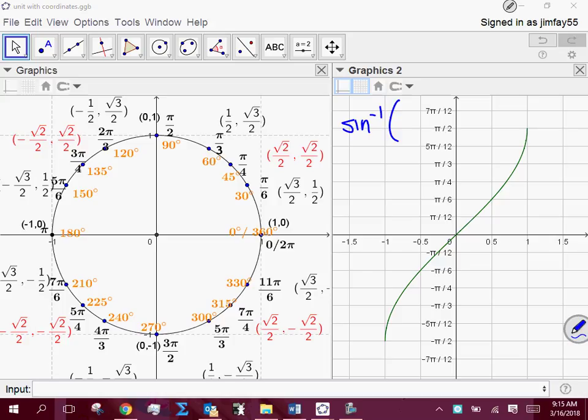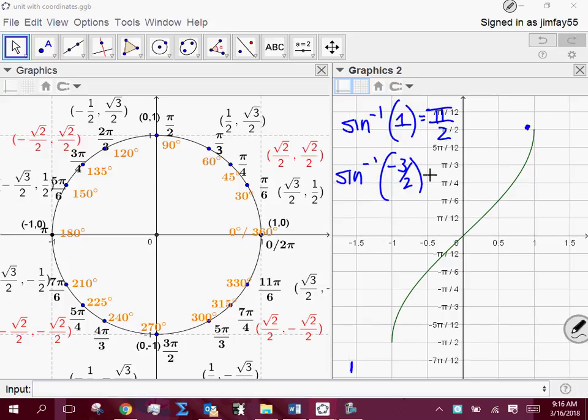What if I say sine inverse of 1? What do I get back there? Yeah, pi over 2. Go to the 1, come up here. The y value that's stuck to that point is pi over 2. What if I say sine inverse of -3/2? What's -3/2? -1.5, right? So I'm going to take that -1.5 and see, where do I cross my green curve? Never. So what do we say? It's undefined. Good.